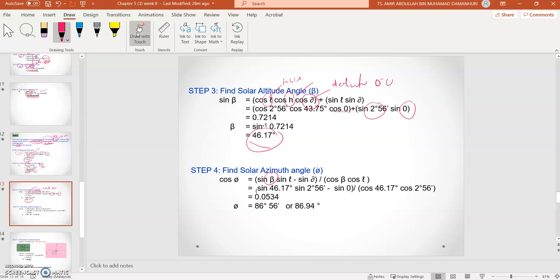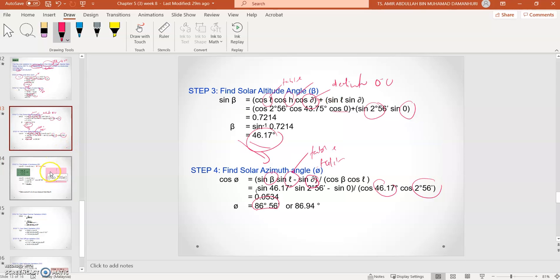Next we have to find the solar azimuth angle phi. Cos phi is from sin beta, from the previous calculation, L is the latitude from the table, and sin of the declination. With beta of 46.17, 2 degrees 46 minutes, you get the answer of 86.56.